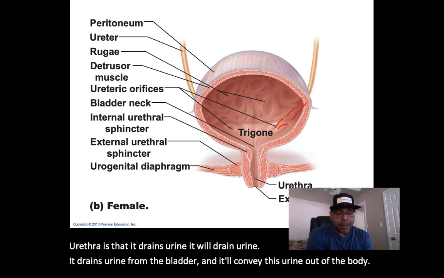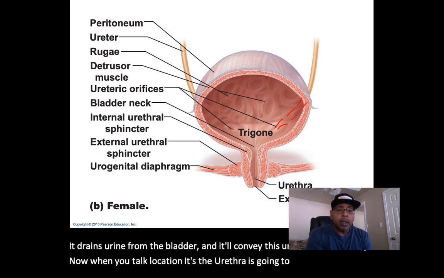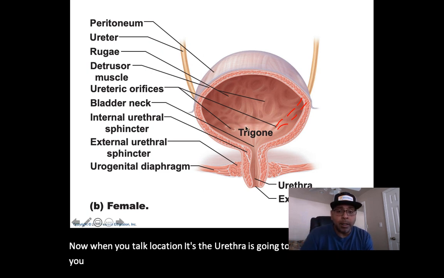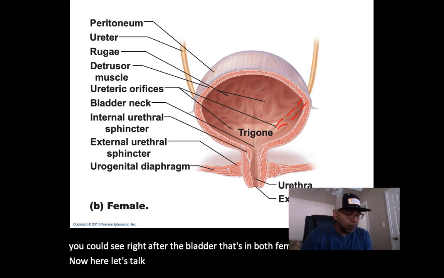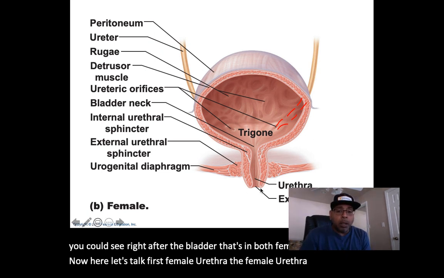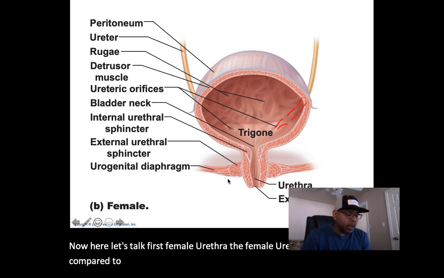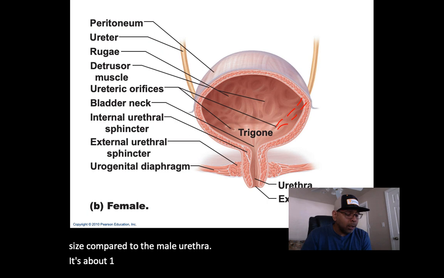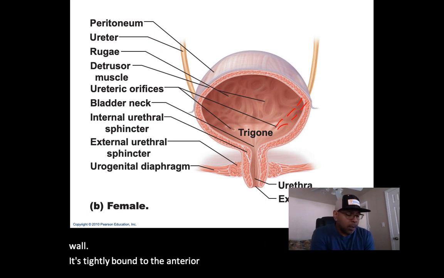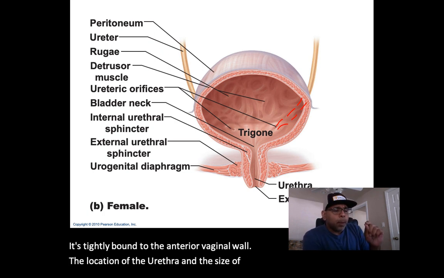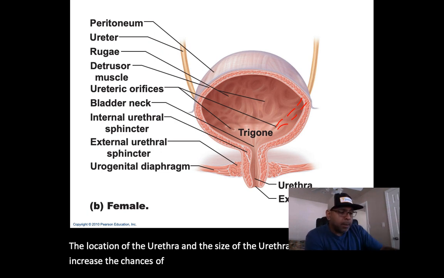Now, when you talk location, the urethra is going to be found, you can see, right after the bladder. That's in both females and in males. Now, let's talk first about the female urethra. The female urethra is smaller in size compared to the male urethra. It's about 1.5 inches long, and it's tightly bound to the anterior vaginal wall. The location and the size of the urethra, we believe, increase the chances of UTIs in the female compared to the male.